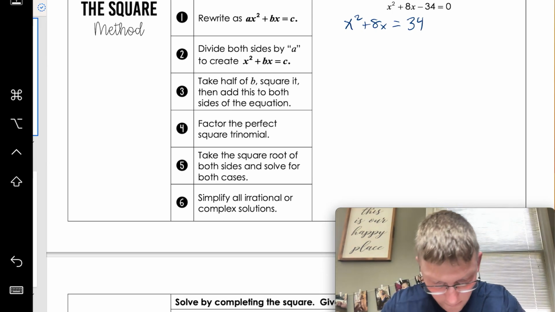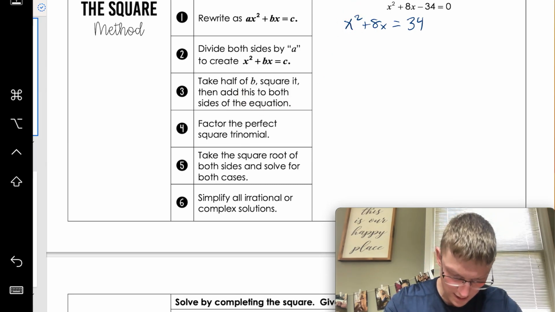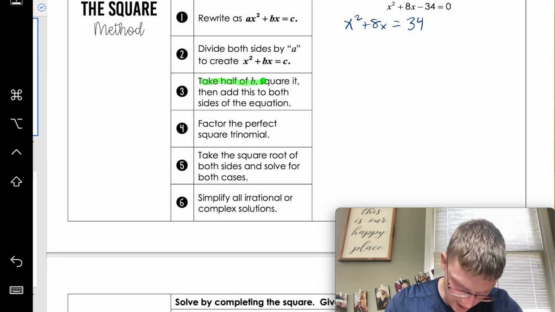So then we've got divide both sides by a. That's just so that we can have that x squared by itself. Ours is already by itself, so we're good to go. So here's the part that you should highlight. Take half of b, square it, and then add this to both sides of the equation.